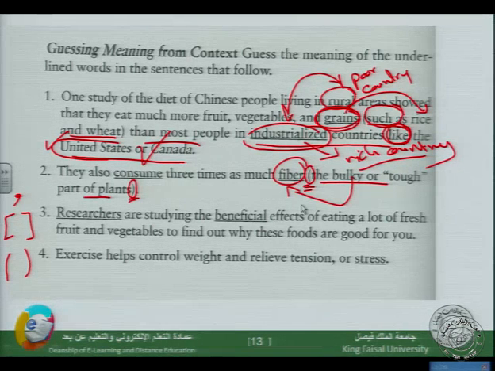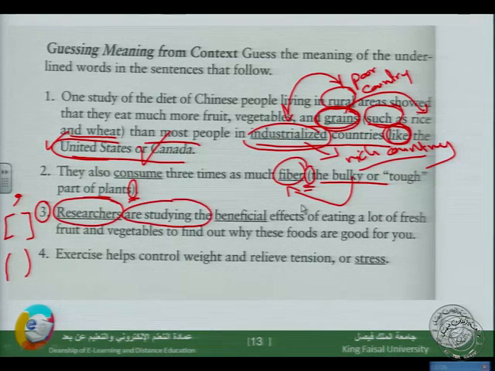Okay? Let us go to number 3. Researchers are studying the beneficial effects of eating a lot of fresh fruits and vegetables to find out why these foods are good for you. What does the word researchers mean? Researchers are those who study what? The effects of anything. مش بس eating. They study the effects of reading a lot, studying a lot, writing. They studying the effects of, or the causes.